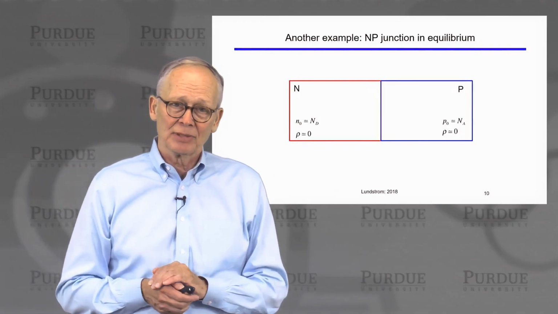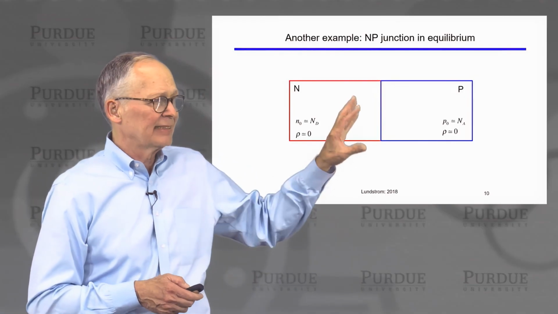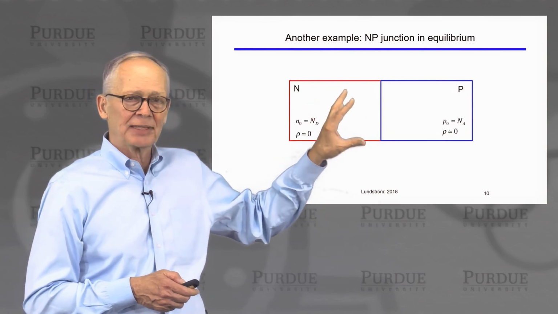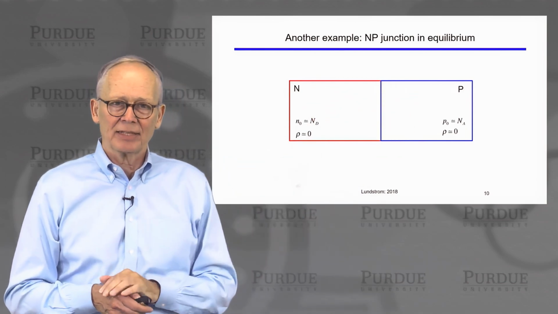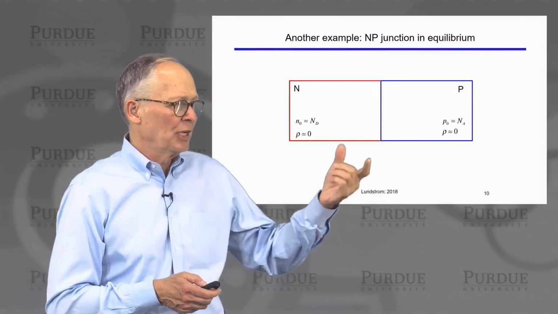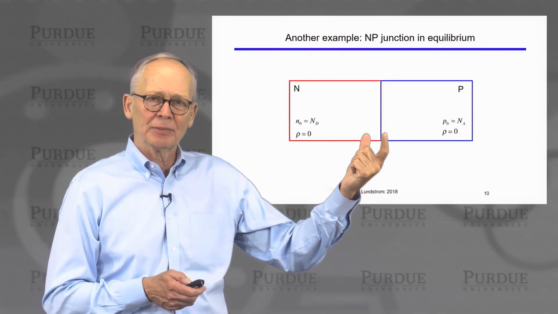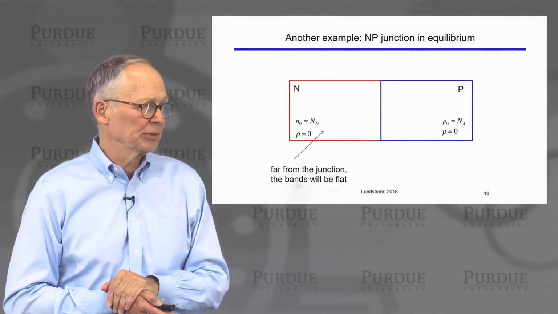So here's another example of a little more complicated device. This is an NP junction. Here's an N-type semiconductor. Here's a P-type semiconductor. Each one is uniformly doped. We put them together and we expect something to happen at the interface between these two regions.